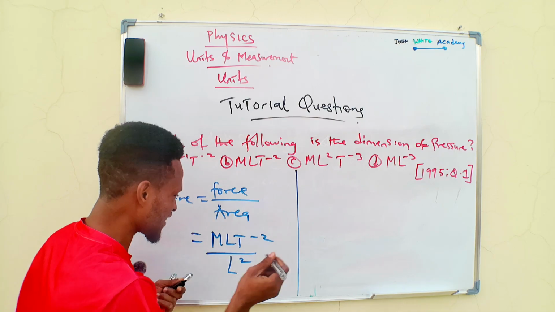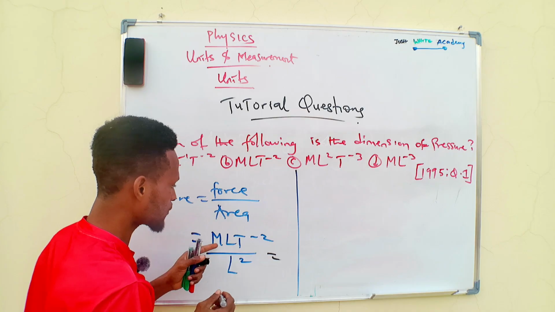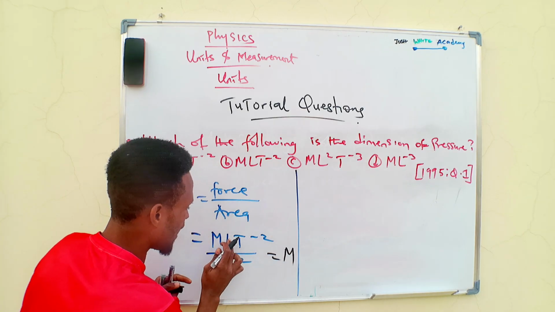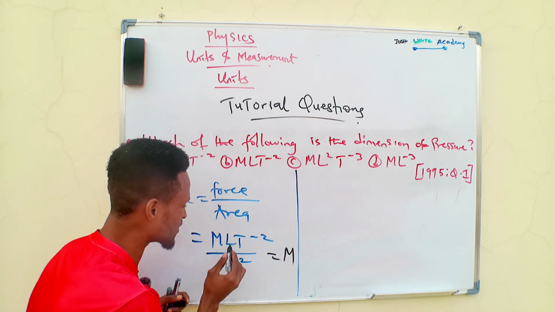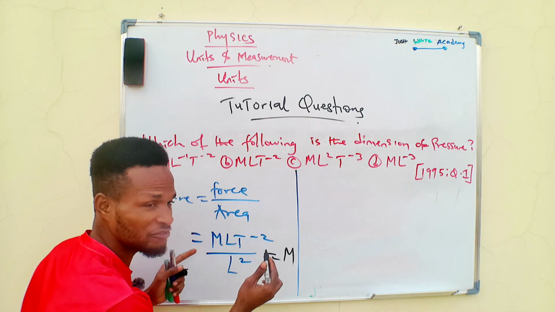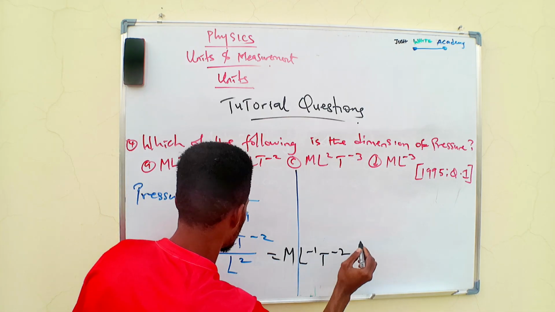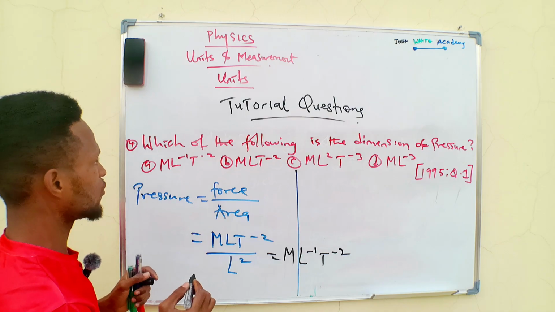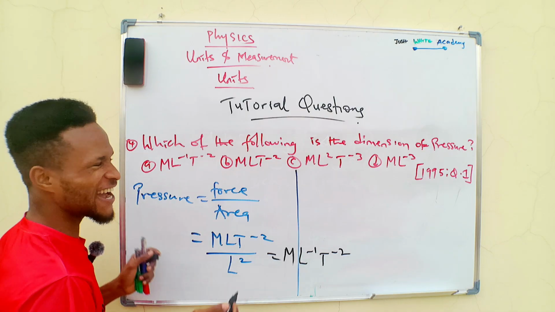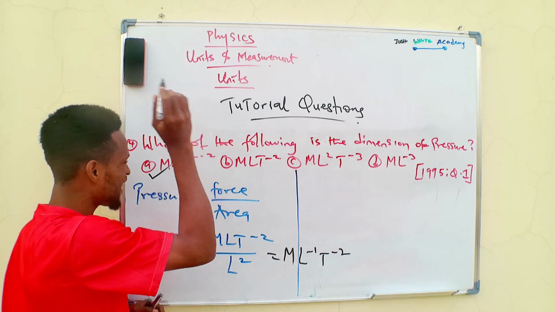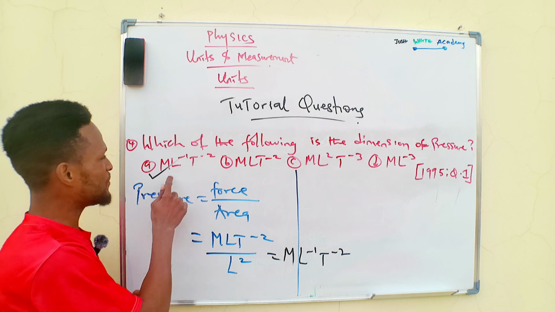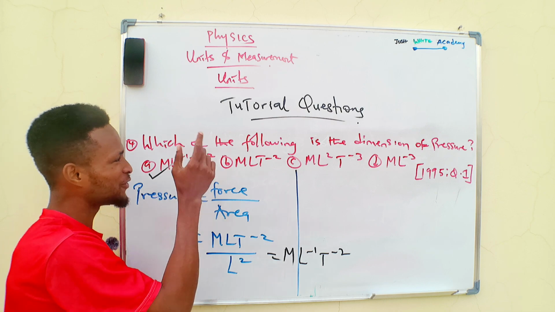So from this, based on indices, the division rule will give you M L minus 1 T minus 2. Wow. So our answer is A. M L minus 1 T minus 2.